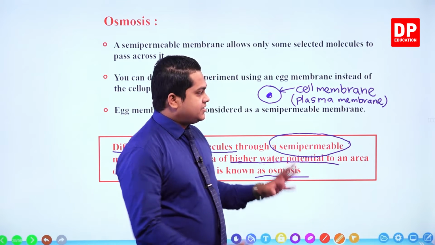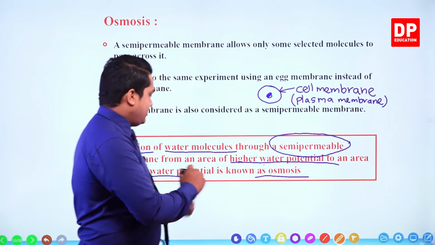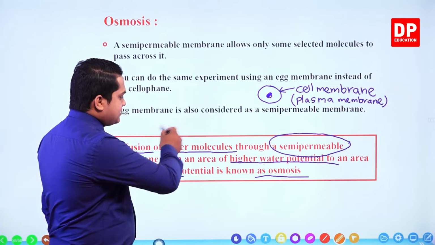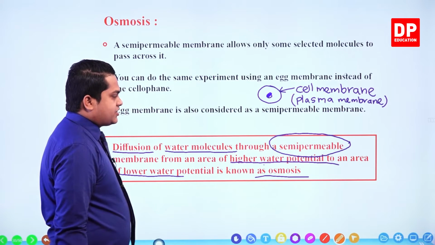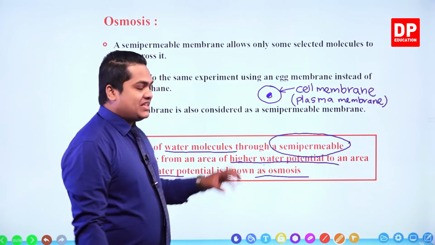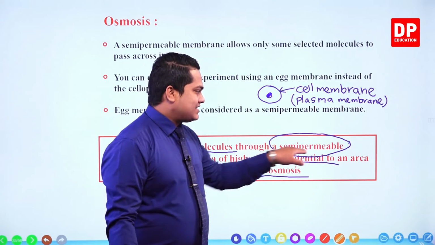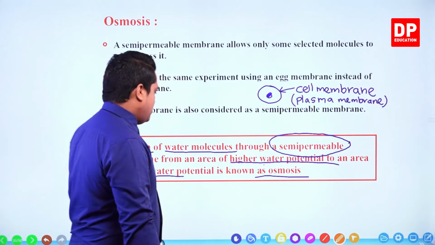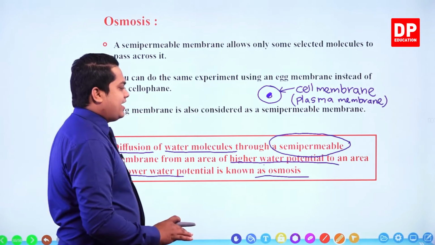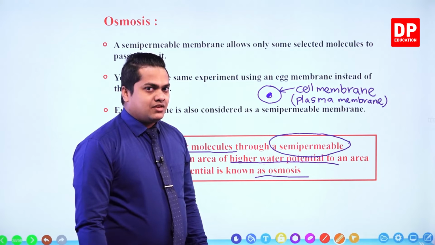Right? So this is the process of osmosis. A special kind of diffusion of water particles or water molecules. That's going to happen through a semi-permeable membrane. Here within cells, the cell membrane or the plasma membrane is the one which is behaving as a semi-permeable membrane. From a higher concentrated area to a lower concentrated area. Osmosis means that in the simple sense.